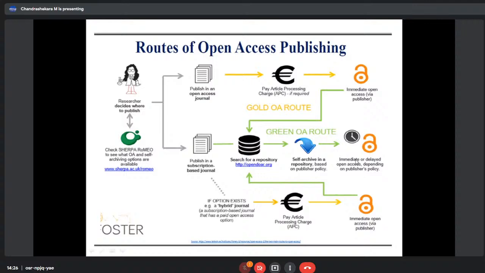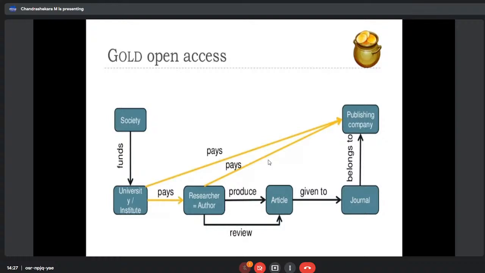So see here, immediate open access via the publisher is possible. One option is to pay article processing charges. Sometimes they may charge, sometimes they won't. These are the two methods: publishing in repositories and sometimes in open access journals. This is the same for research authors.